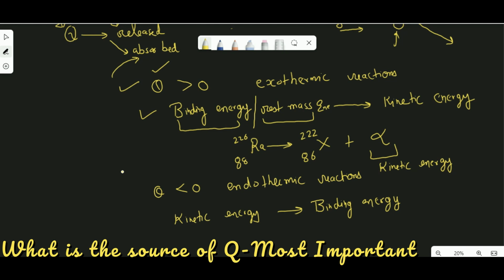For the nuclear reaction to happen, sometimes you need to absorb energy. They absorb energy from this source of kinetic energy. That kinetic energy gets converted into binding energy or the rest mass energy. In these cases, Q is always negative. So this is a very important point.